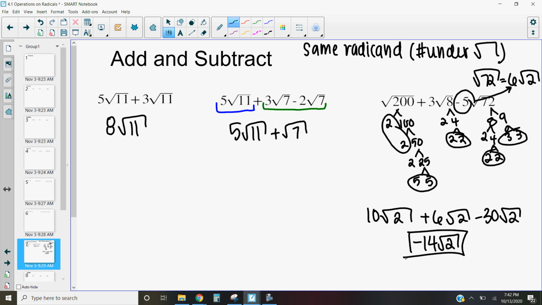Now they have to have the same radicand. The other thing that we need to be aware of is they do need to be the same type of root. So they either need to be square roots, or they all need to be cubed roots, something like that, but we can't combine a square root and a cubed root.